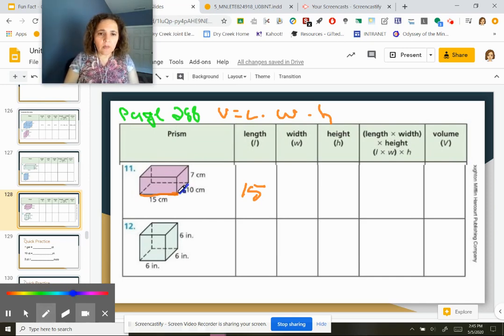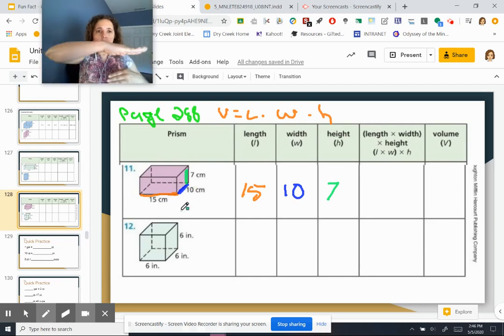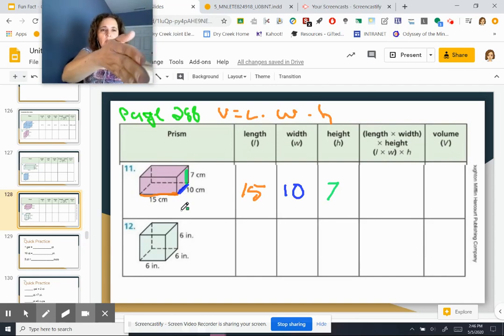I'm going to color that line blue, and that's 10. And then my height, I'm going to do my height a different color. Let's do green. So my height here is 7. Okay, so length times width times height. Length going across, width going in, and height going up and down. Length times width times height.